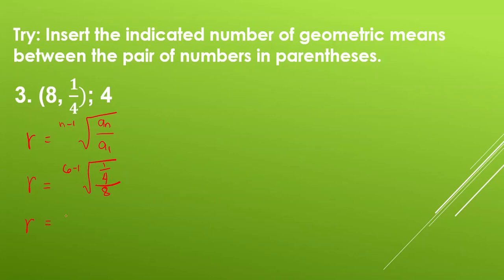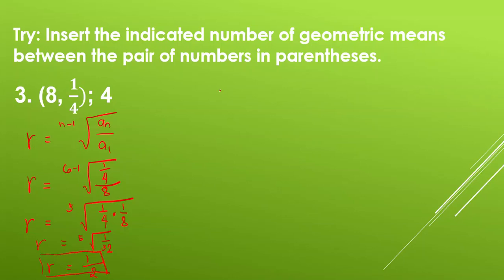So r is equal to the 5th root of 1/4 times the reciprocal of 8, which is 1/8. So your r is equal to the 5th root of 1 over 32. And the 5th root of 1 is 1. And the 5th root of 32 is 2. Okay? So this is an odd root, so you can only take the positive.